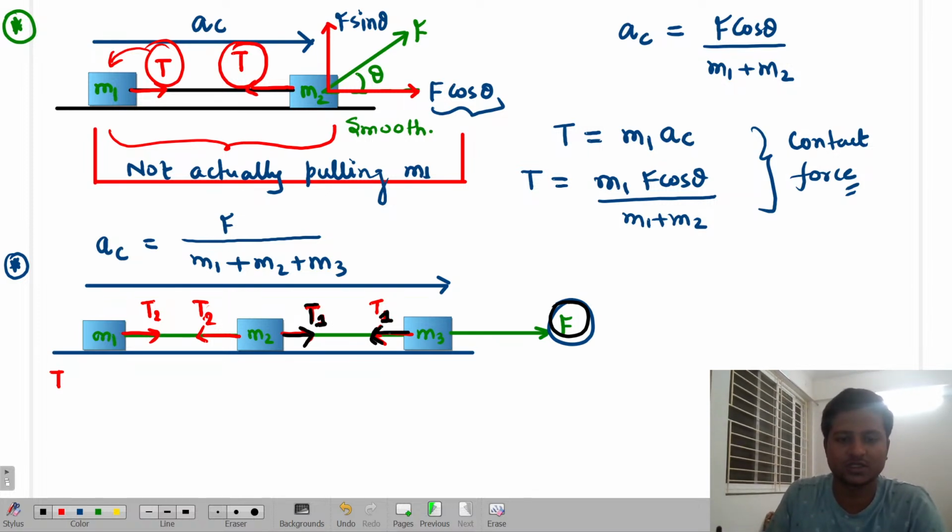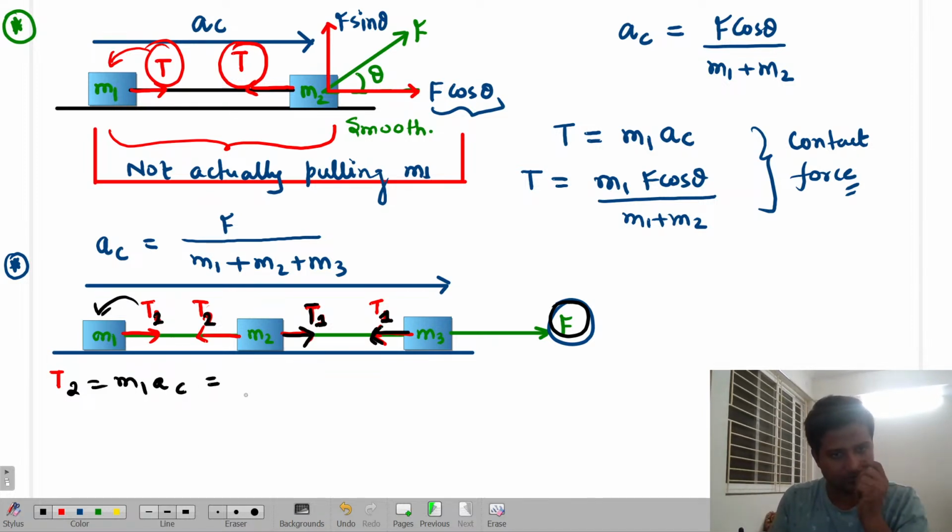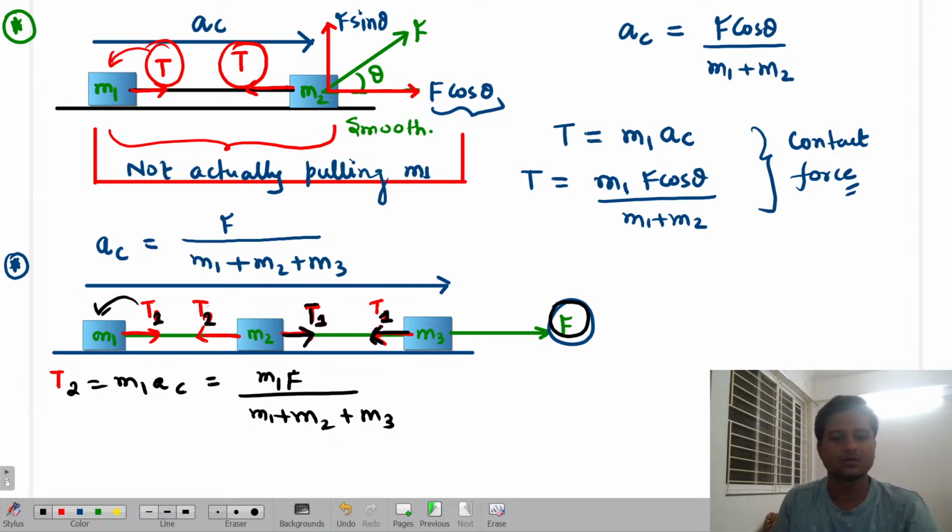So this is my first string. Are you able to get me? And then this is my second string. Are you able to get me? So for tension T1, as it is getting pulled towards right, there will be another repulsive force which is T2 and balanced by T2. So we can say that this tension T2 is trying to pull M1, so T2 must be equal to M1 into acceleration AC, means common acceleration. So what will be that? M1 F by M1 plus M2 plus M3. Is that clear or not?